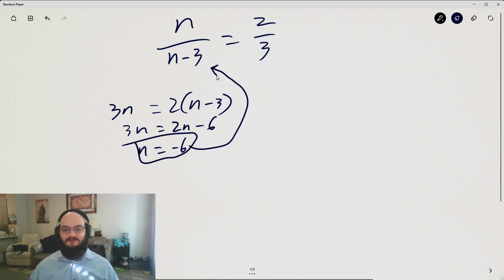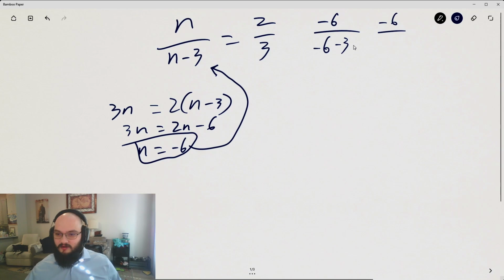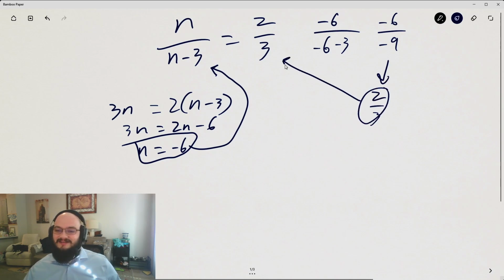And that is our solution for this proportion if we have negative 6 over negative 6 minus 3. This is the same thing as negative 6 over negative 9. And dividing both the numerator and denominator by negative 3, this would turn into 2/3. So it is indeed the solution.